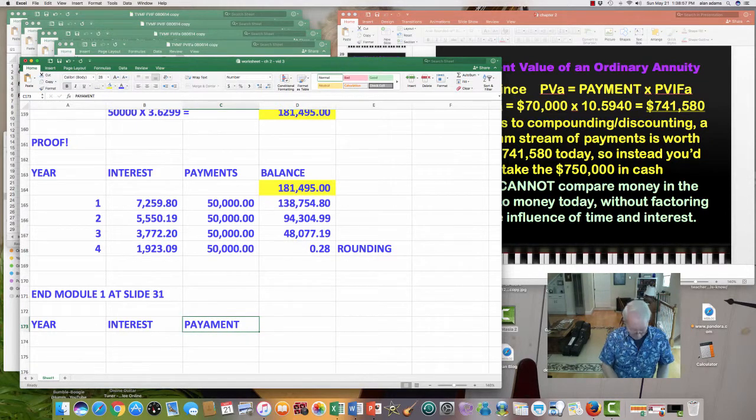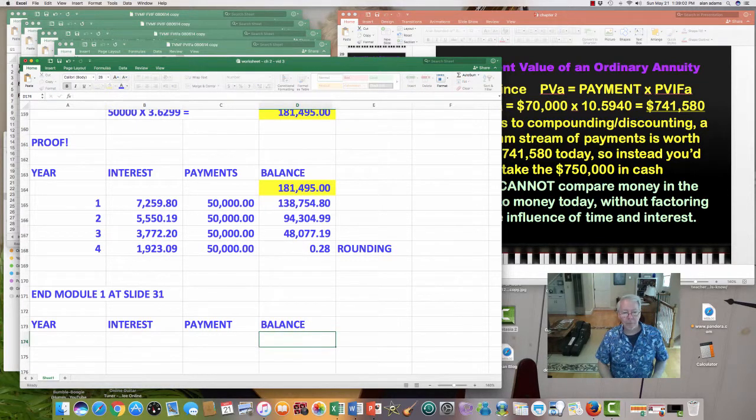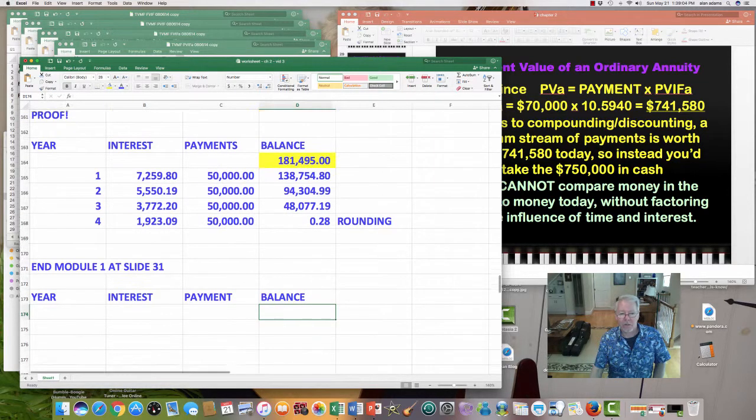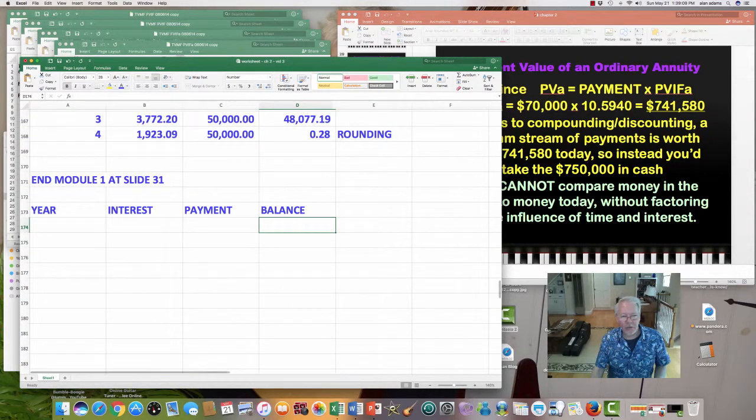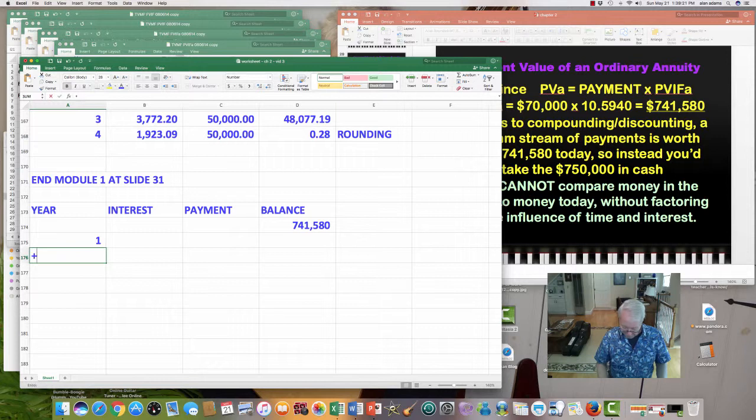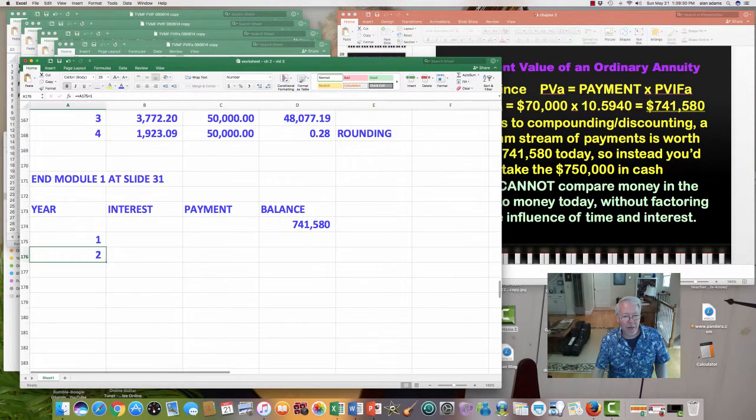Payment, okay. I'm going to put the payment here, and I'm going to put the balance here. So what I will do is say, in module 1 at slide 1, that's right. So $741,000, let's do a proof. 741,580. Okay. Then I'm going to take these numbers, and I'm going to multiply this out by 18 more periods.